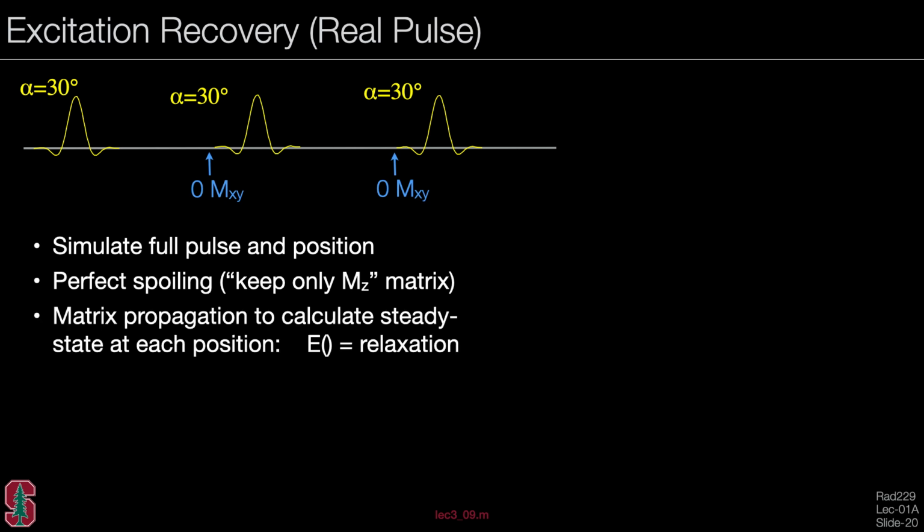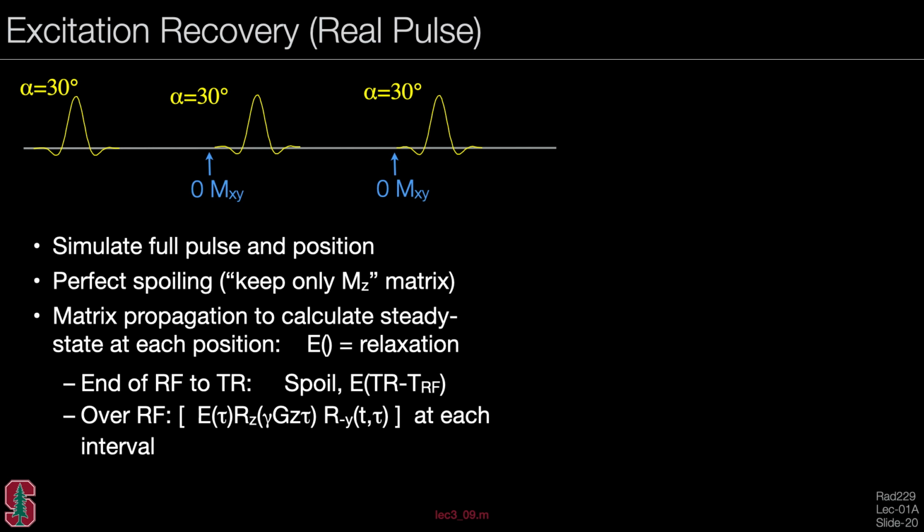We're going to do a matrix propagation here to calculate the steady state at each position. So we're going to propagate through all of the rotations for each position. Okay, so we start with the end of the RF to the TR. So we're basically going to multiply by a spoiling matrix after we've multiplied by a relaxation matrix. And then we can look over the RF. Over the RF here, we're going to have some relaxation that we're actually going to model here, times the rotation due to the gradient, times the rotation due to the RF at each interval. So we're doing a full Bloch simulation here.